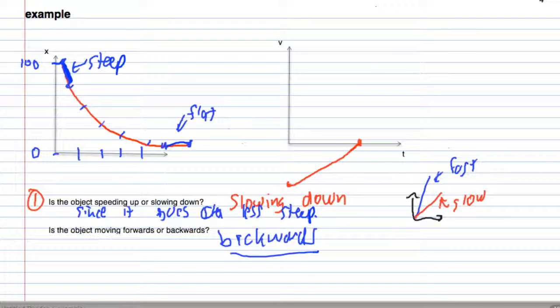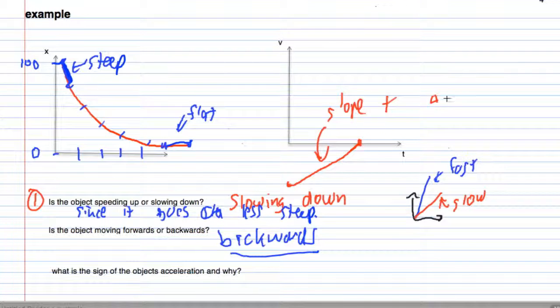Finally, the last question we want to ask. What is the sign of the object's acceleration? And why? Go ahead and answer that now. So, the acceleration of the object is determined by the slope of the velocity graph. And if we notice, the slope is positive, and that means the acceleration is positive. And this is a problem because what we're saying is that something can slow down and its acceleration can be positive. And that's really a tricky idea.